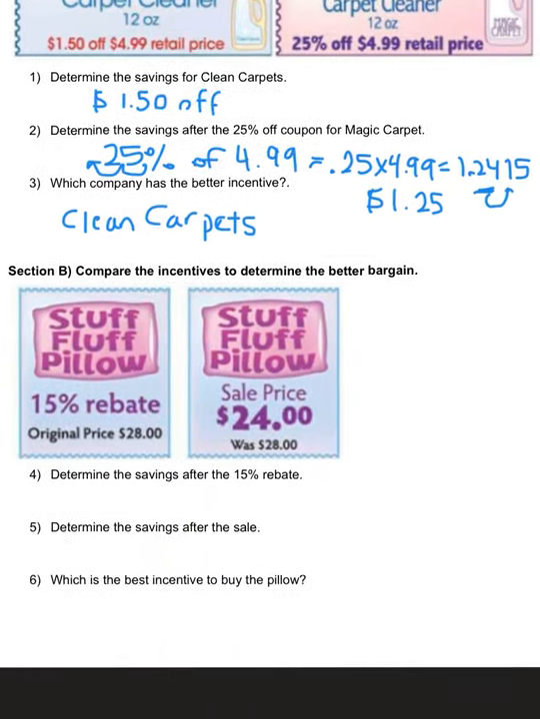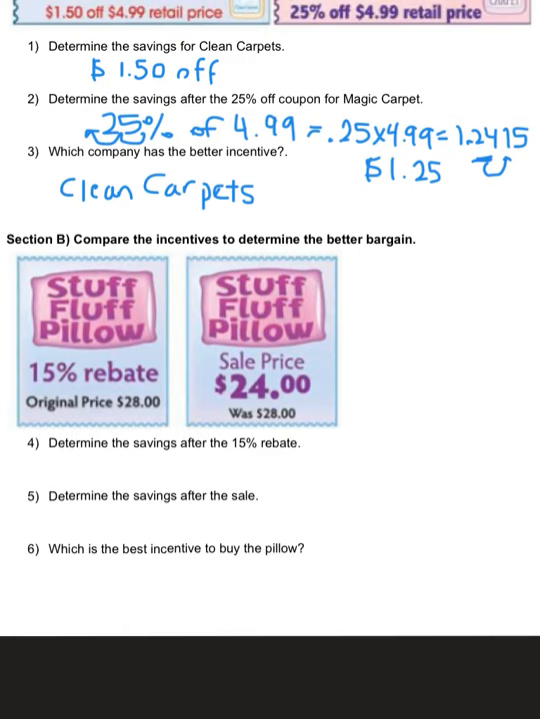Okay, so let's move on to the second example. Now we have Stuff Fluff Pillow. They're both from Stuff Fluff Pillow, but one of them says we have a 15% rebate. The original price is $28. The second one says you have a sale price of $24 and it originally was $28. So we're going to start with number 4 that says determine the savings after the 15% rebate. Let's do 15% of 28.